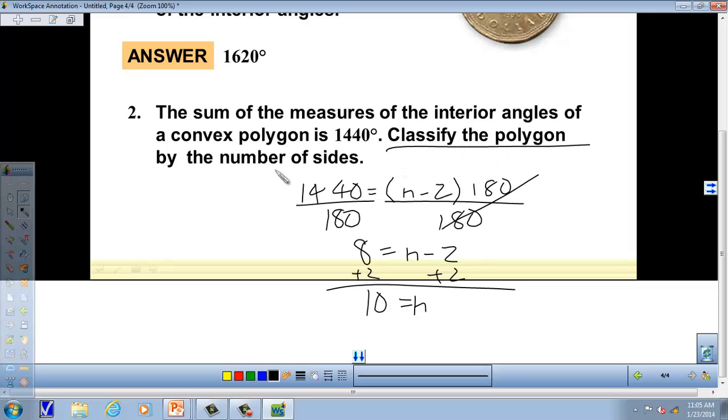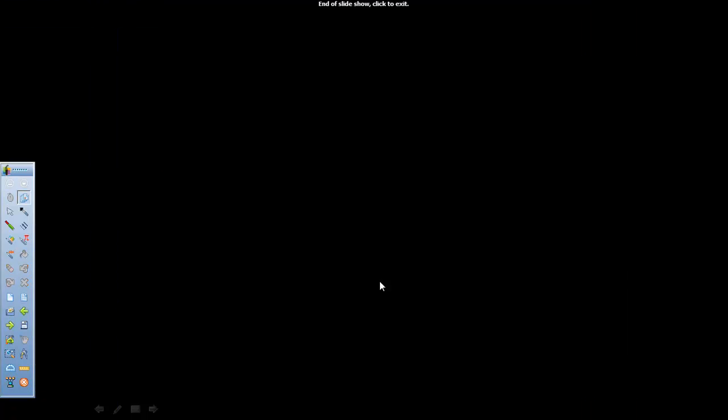We're to classify the polygon by the number of sides, so that would be a decagon. And that's it. Thanks.